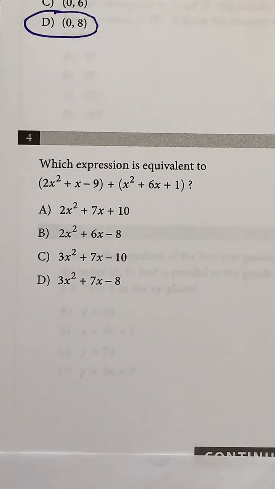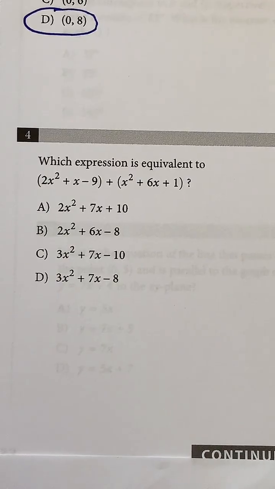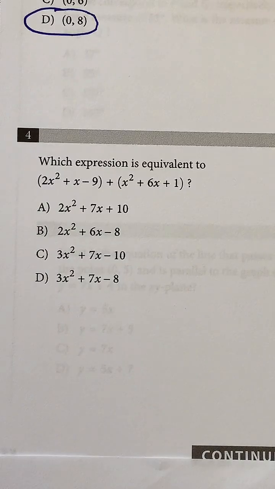All right, so let's see. Which expression is equivalent to 2x squared plus x minus 9 plus x squared plus 6x plus 1? Is your answer choice A, B, C, or D?